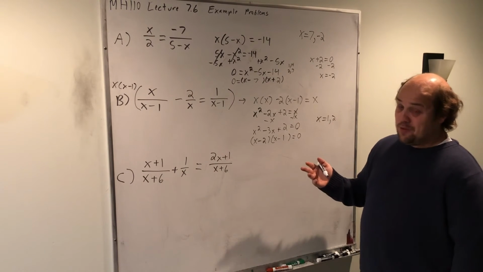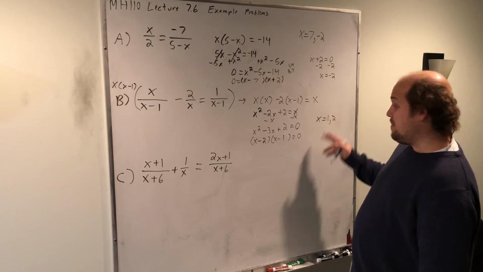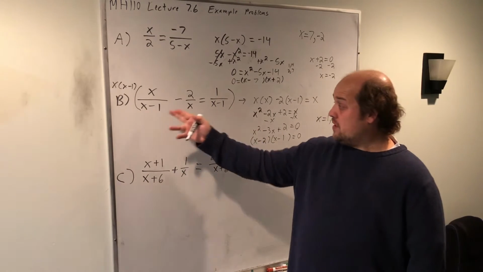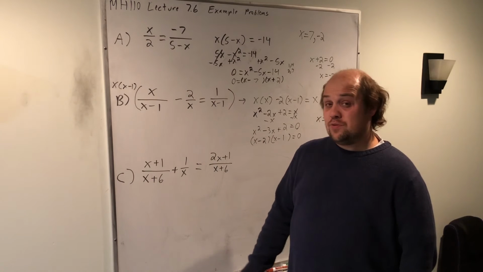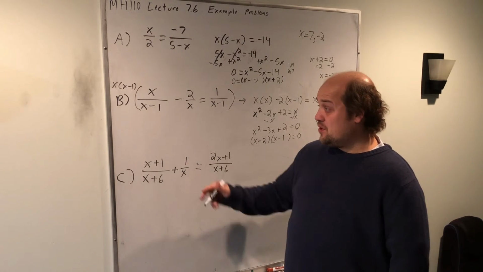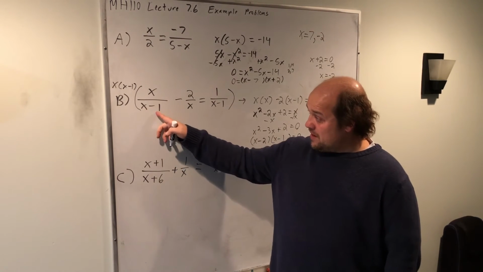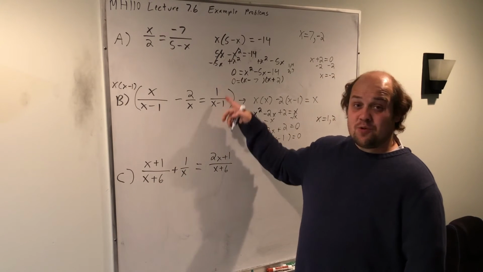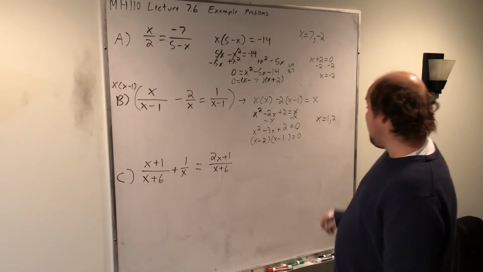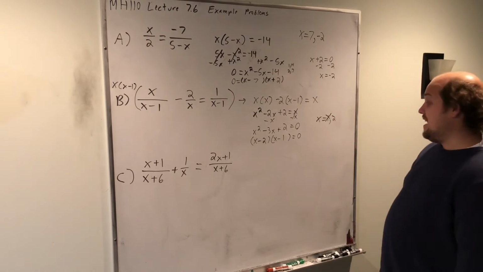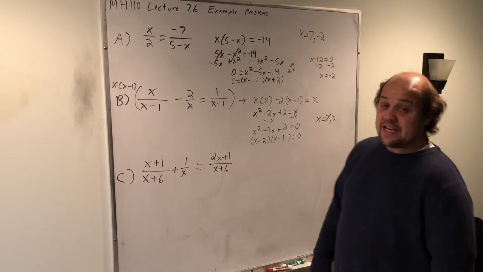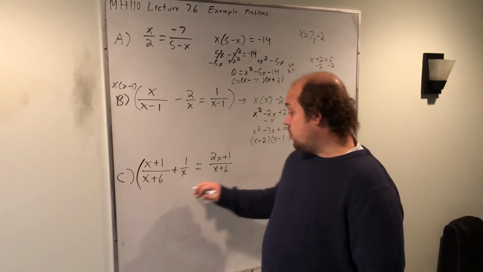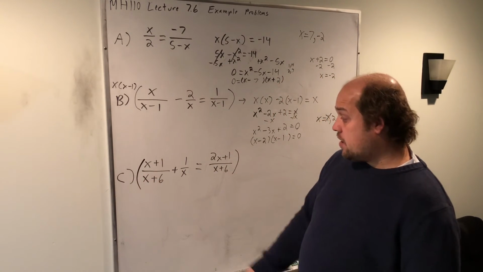But there's one thing that we would really want to do, which is plug these back in to see if either is extraneous. I can see that 2 doesn't make any of the bottom 0, so 2 is a valid solution. Unfortunately, if I put 1 in, I'd get 1 minus 1 here, which would give me something divided by 0. So really 1 is not a valid answer. It's an extraneous solution.